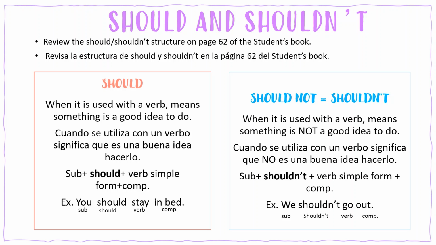Then we have should not or shouldn't. When it is used with a verb, means something is not a good idea to do. The structure is subject plus shouldn't plus verb in simple form plus complement. For example, we shouldn't go out. Here the subject is we. Then we have shouldn't, then the verb is go, and the complement is out.